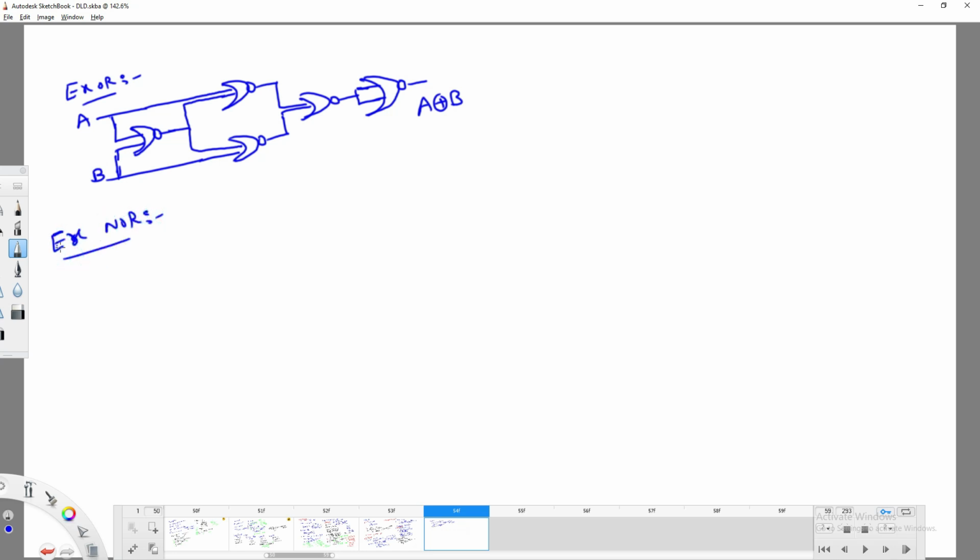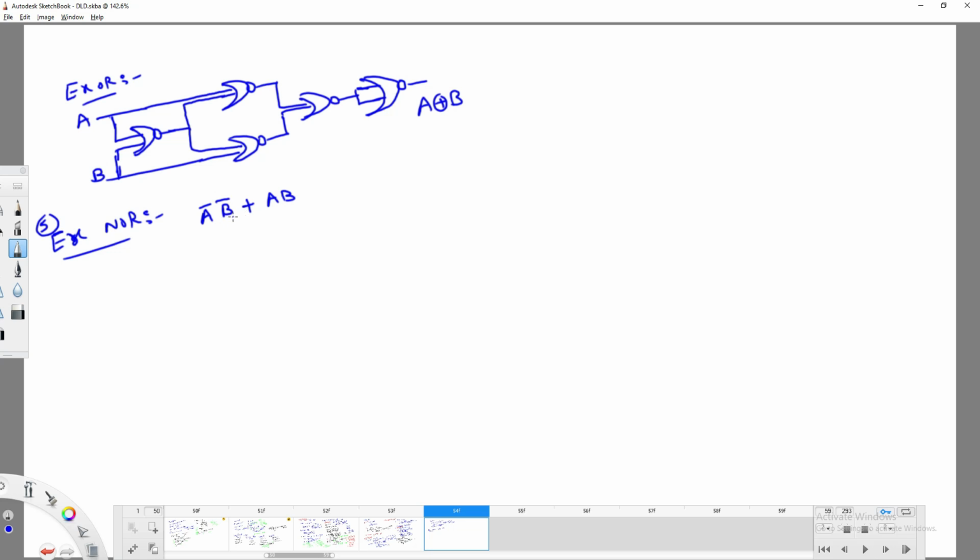XNOR now. XNOR means what? A bar B bar, or AB, or AB, right? So guys, try to do here. I am trying to make something in the form of like this is XNOR, right?